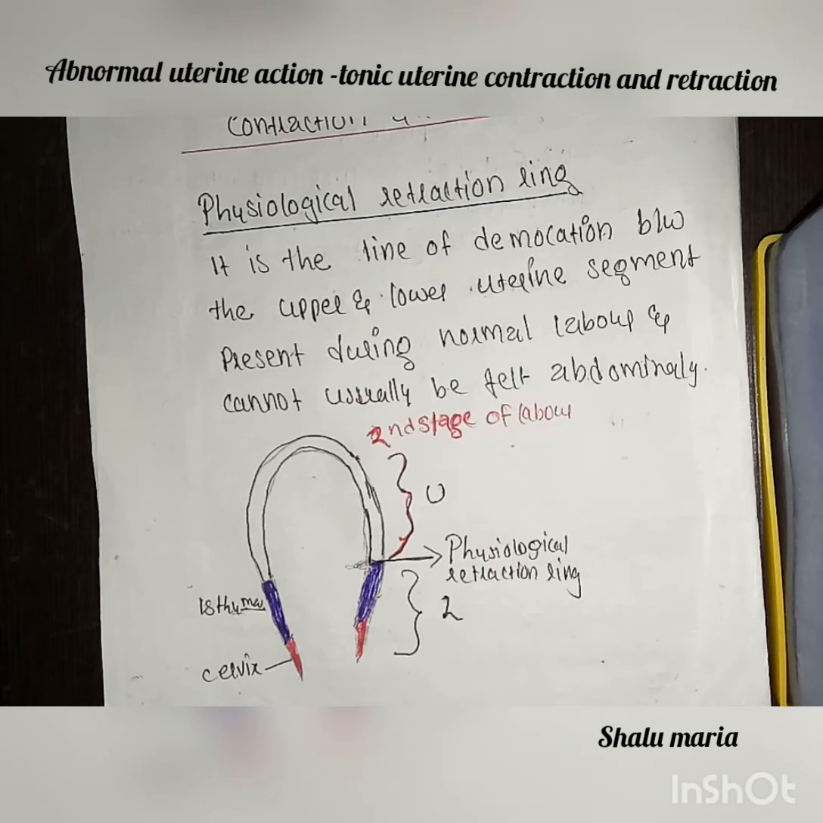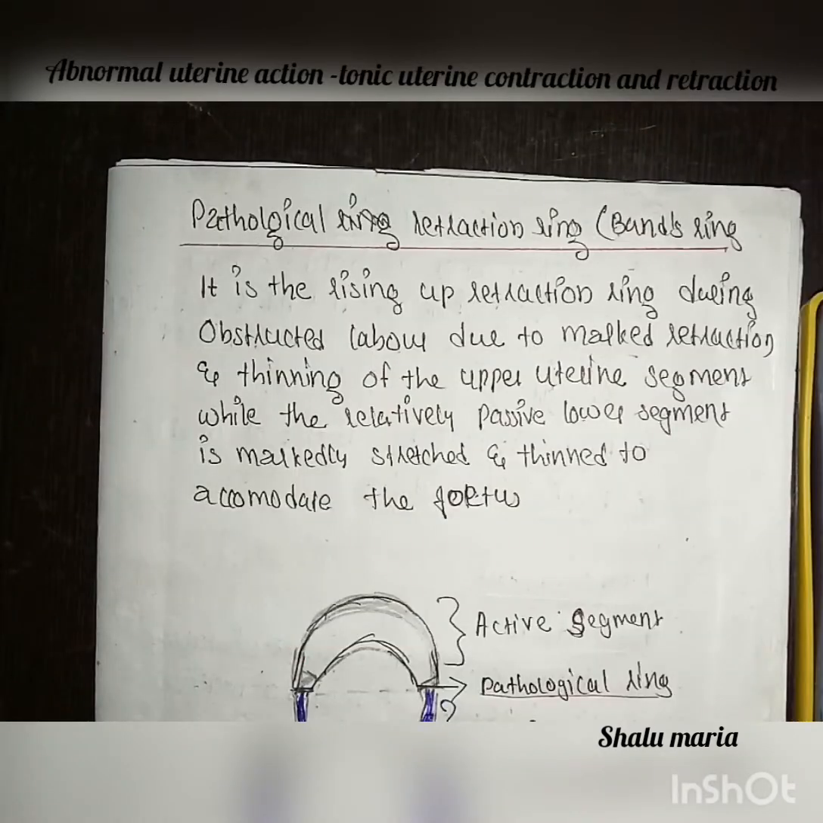The upper segment of the uterus involves contraction, which helps in expulsion of the fetus. Normally, the physiological retraction ring is seen in normal labor during the second stage of labor. I think you got an idea about the physiological retraction ring.